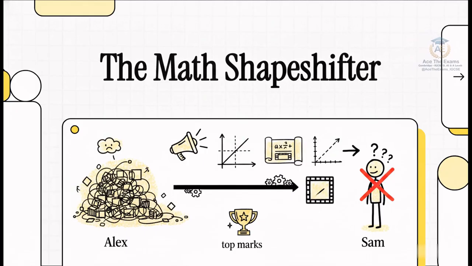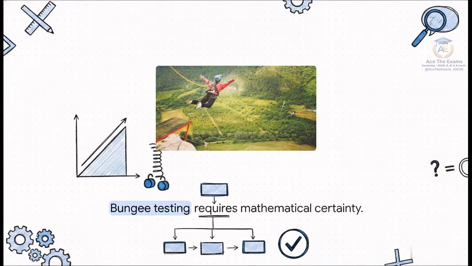Let's get started. Picture this. You open your past paper and you're hit with a complex, real-world application question. For example, before someone takes a bungee jump, how do we mathematically guarantee the rope won't stretch too far and hit the ground? Well, we test it. We hang different loads on it and measure the exact length.